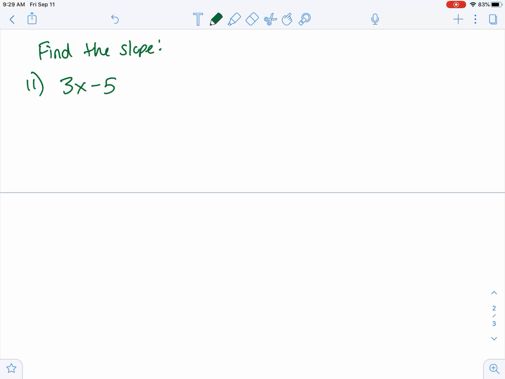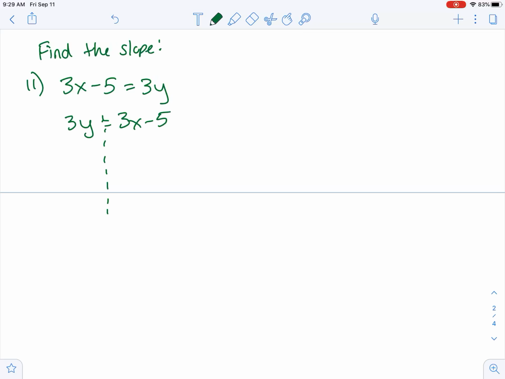So the first one, we have 3x minus 5 equals 3y. This is just written a little bit backwards, and if that bothers you, we could always just write the equation a different way. We could always write 3y equals 3x minus 5 if you want to make it look like what we have been seeing.